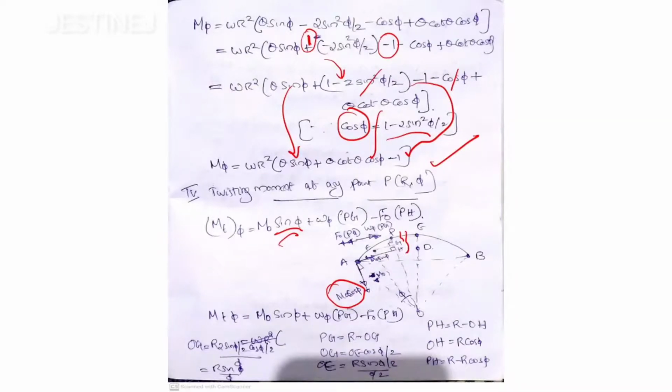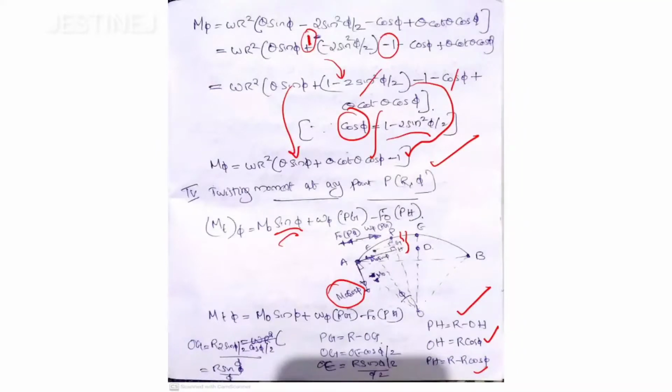And if you observe this PH, it is going to be R minus OH, isn't it? This radius minus this OH gives this PH. And OH, from the right angle triangle, is going to be R cos phi. Then PH is going to be R minus R cos phi. Then what about PG? It is going to be R minus OG.